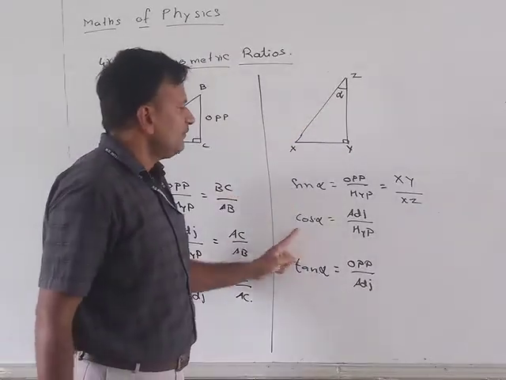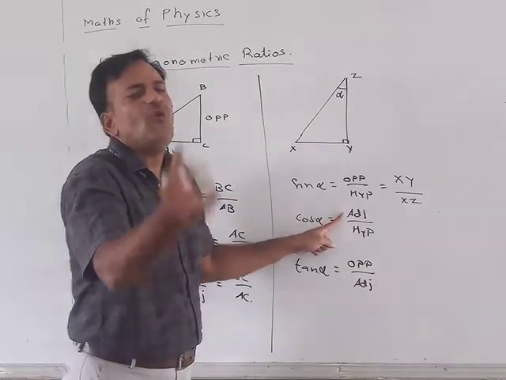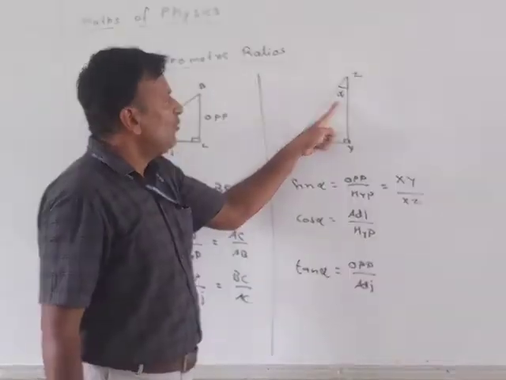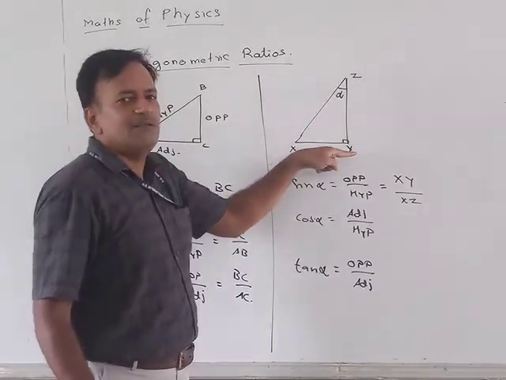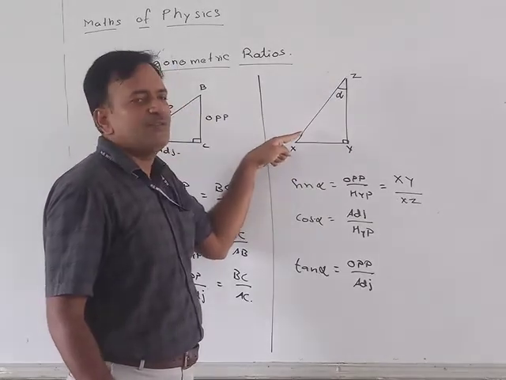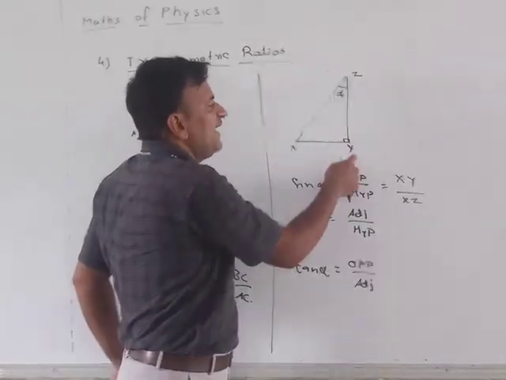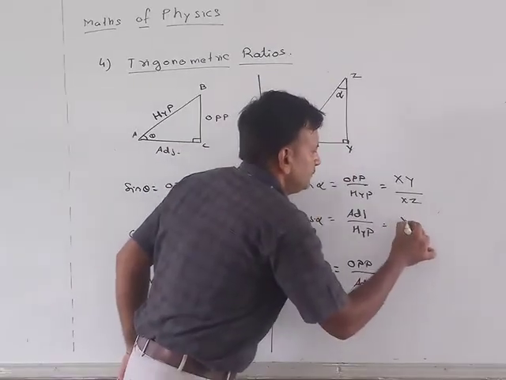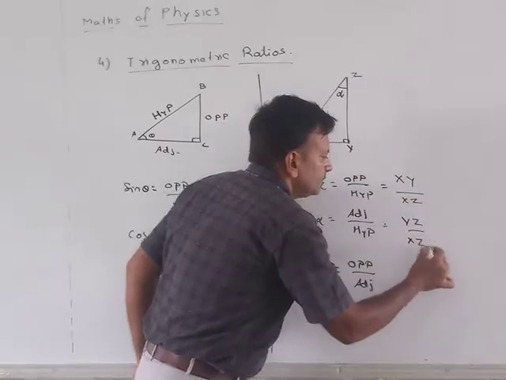XZ. Cos theta. Adjacent to what? Adjacent to the angle. What is the side adjacent to the angle? There are two: hypotenuse and this. But we are not going to use hypotenuse. This one is the adjacent side. So for alpha, the adjacent side is YZ. Hypotenuse is XZ.